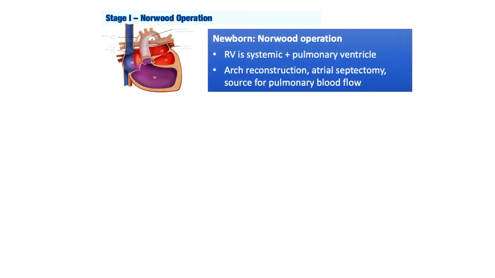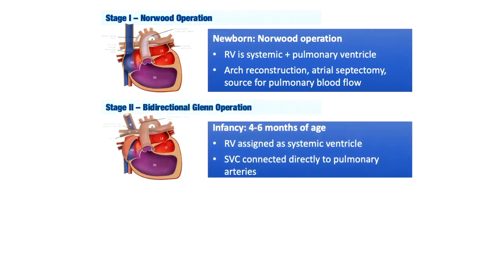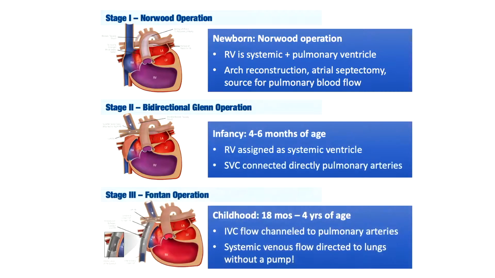going to assign the right ventricle to take over the job of delivering blood initially to the body and to the lungs. And that's done in the newborn period, that's known as the Norwood operation. And then in 2 additional operations, one at 6 months and one at 2 to 3 years of age, we undertake the task of rerouting the blood flow to the lungs without the benefit of a pump.